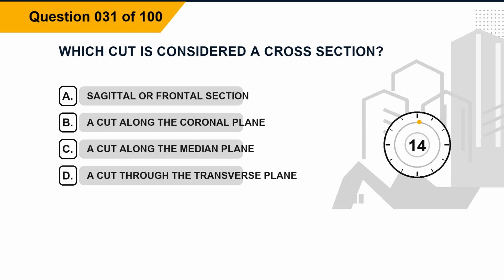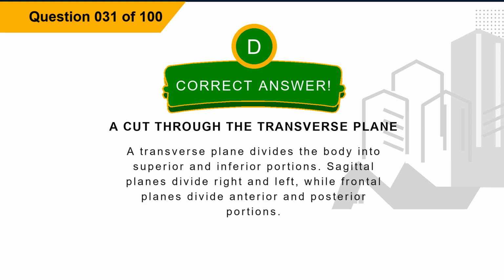Question 31. Which cut is considered a cross-section? Option A. Sagittal or frontal section. Option B. A cut along the coronal plane. Option C. A cut along the median plane. Option D. A cut through the transverse plane. The correct answer is option D. A cut through the transverse plane. Explanation. A transverse plane divides the body into superior and inferior portions. Sagittal planes divide right and left, while frontal planes divide anterior and posterior portions.